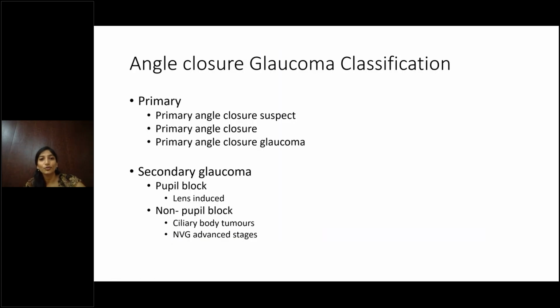Now coming to angle closure glaucoma per se, this was just a brief introduction. Angle closure glaucoma is when your angles, the gonial angles, are closed and may lead to glaucomatous damage. So this glaucoma could be primary. Primary is when you do not have any other secondary causes to it. Okay, it is again classified as primary angle closure suspect, primary angle closure, and primary angle closure glaucoma. And secondary, when a secondary cause leads to the closing of angles. It could be a pupil block or a non-pupil block.